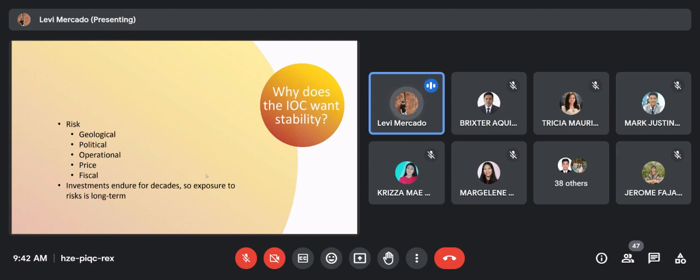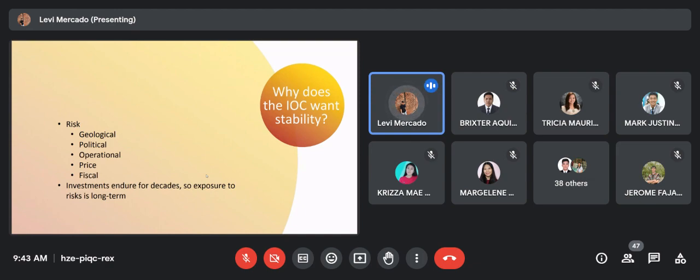Palagi sa government din naman. So, it involves politics. Gusto ng IOCs na ma-control ang risk na ma-stop ang operation nila because of this political risk. So, gusto nila stable. Ayaw nila na madamay sila in the event na magkaroon ng political issues na malaki.